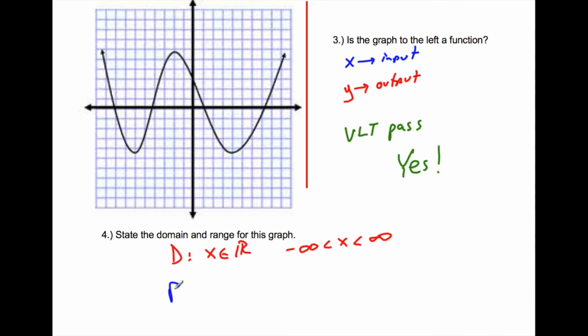Now let's do the range. In this case, the arrows point up in both cases, so we're going to positive infinity. But it does have a minimum here. So this is at about 1, 2, 3, 4, 4.5 is our minimum, or negative 4.5 is less than or equal to y, which is less than infinity.